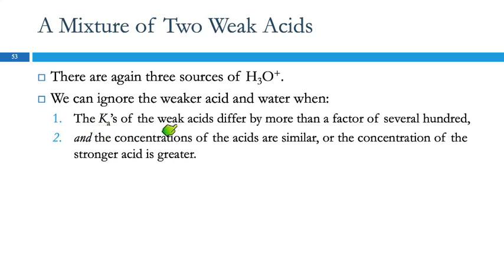If the Ka's of the weak acids differ by more than a factor of several hundred. So if they're like 10 to the minus 5 and 10 to the minus 6, they're close to each other, then we can't ignore it. But if one's 10 to the minus 3 and one's 10 to the minus 7, then that second one is not going to matter. We also need to have the situation where either the concentrations of the acids are similar or the concentration of the stronger acid is larger. Usually those 2 things work out.